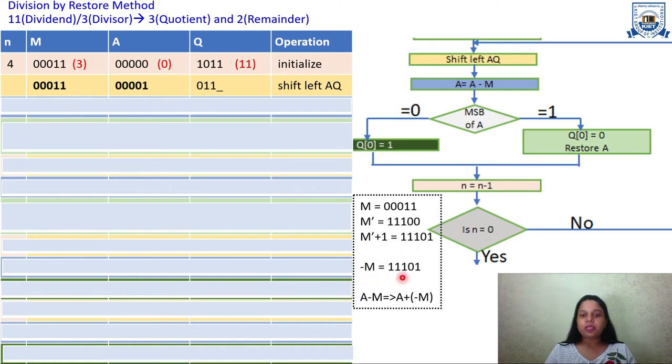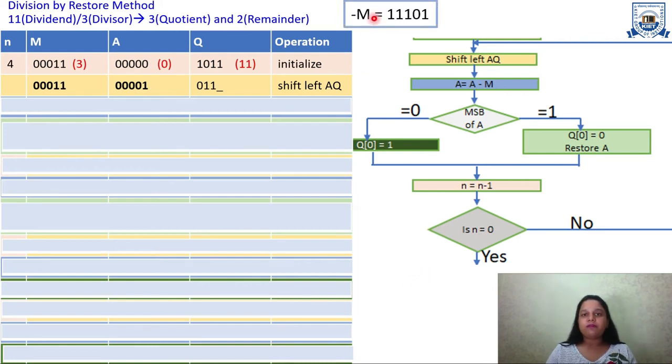Now we can say that minus M is this, and here I am showing you that we need to perform A minus M. We will not do this. What we will do is A plus minus M, and we have evaluated the value of minus M. From here we have the value of A. We need to add 4 times 0 and 1 to 11101.